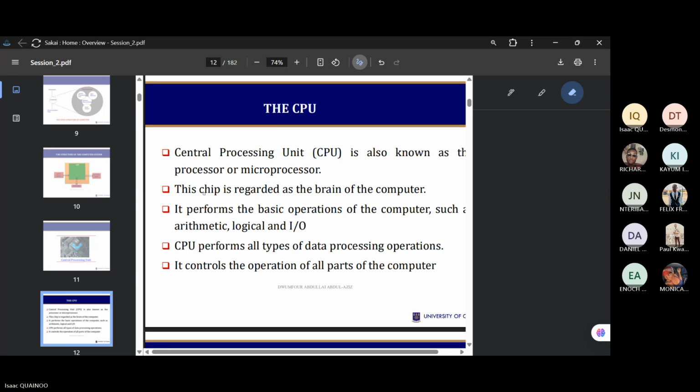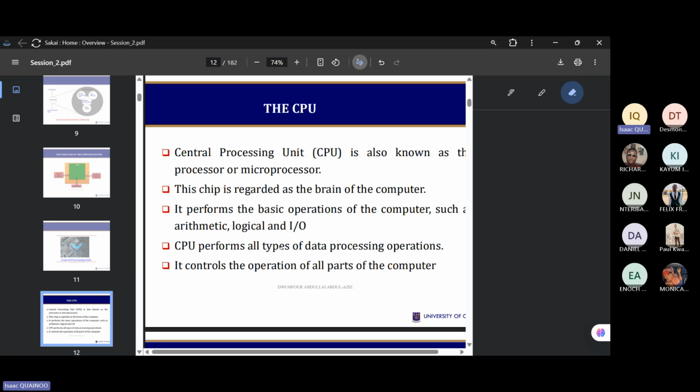So the next is that the CPU is regarded as the brain of the computer. That is where all processing happens. Just like every human being, all the processing happens within your head, which is your brain. That is the same way in a computer. The brain of the computer is the CPU. So just as a human being functions, that is a similar way that the CPU also functions.